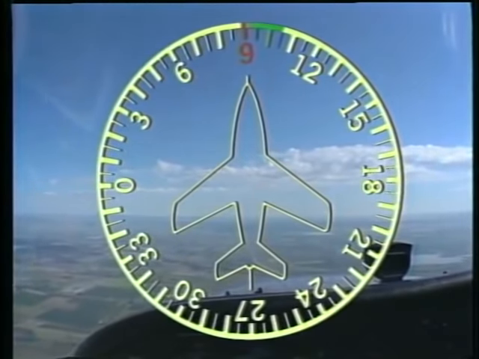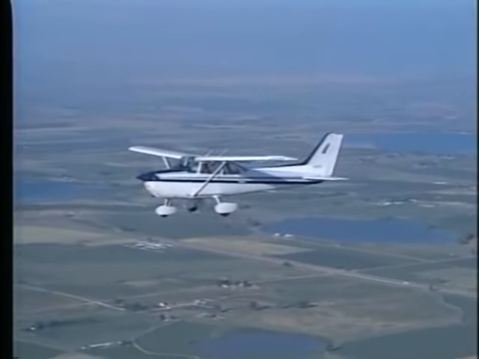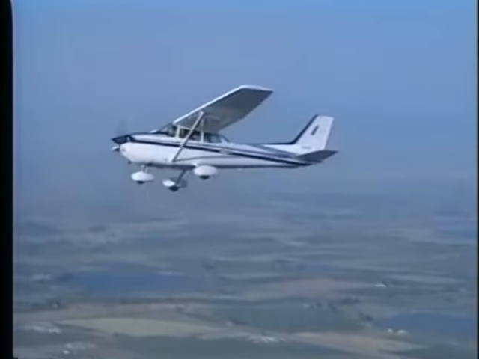Now that you've seen how climbs, descents, and turns are performed, let's combine them into a single maneuver. The climbing turn is simply a combination of a turn and a climb. The easiest way to combine these two maneuvers is to start with the climb. First, establish the proper pitch attitude and power setting for climb. Then roll into your desired bank.